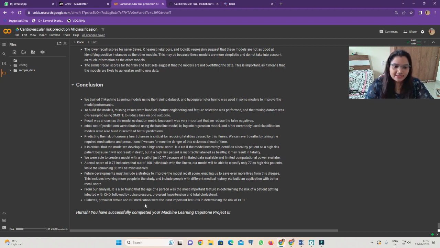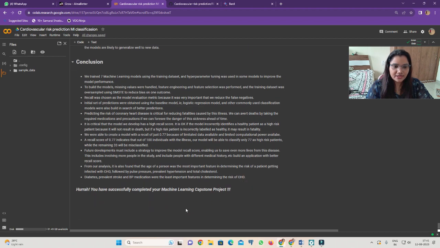From our analysis, it is also found that the age of a person was the most important feature in determining the risk of a patient getting infected with CHD, followed by pulse pressure, prevalent hypertension, and total cholesterol. Diabetes, prevalent stroke, and BP medication were the least important features in determining the risk of CHD.